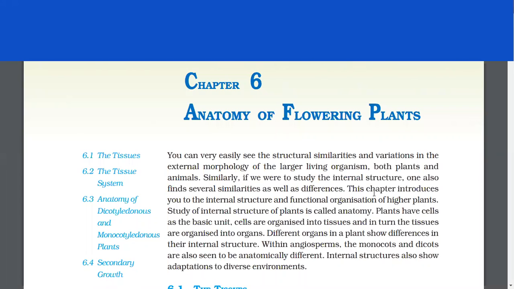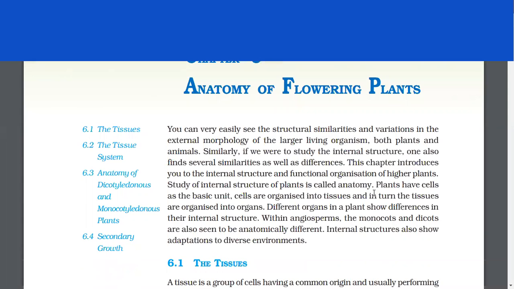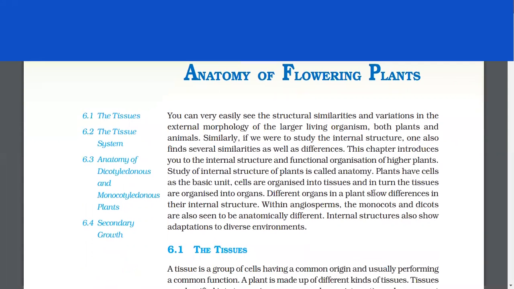Today, I'm here to read chapter 6, Anatomy of Flowering Plants from class 11 NCERT Biology. So let's get started. You can very easily see the structural similarities and variations in the external morphology of the larger living organisms, both plants and animals.